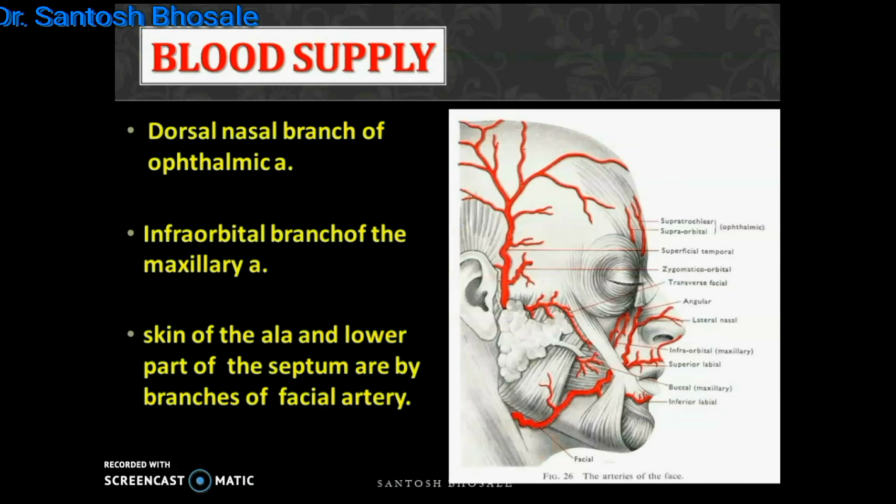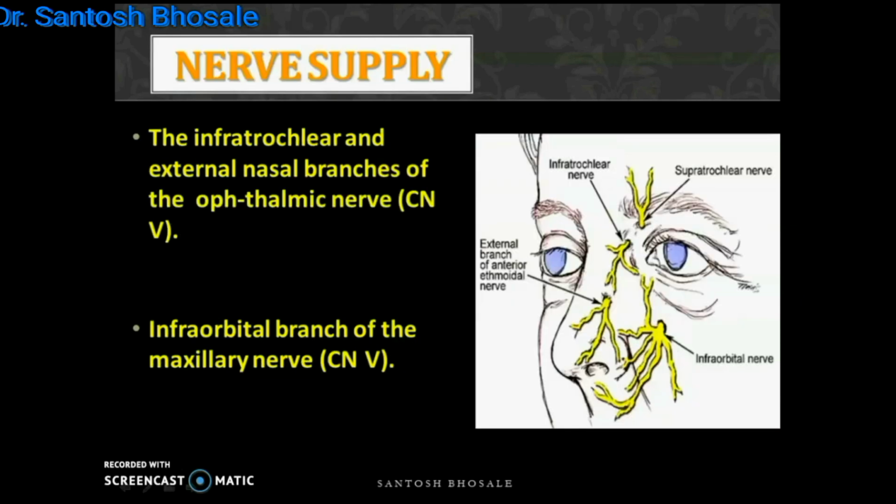Coming to the blood supply, it is supplied by the ophthalmic artery, which is a branch of the internal carotid artery, and the infraorbital branch of the maxillary artery, which is a branch of the external carotid, whereas the skin of the ala and septum are supplied by a branch of the facial artery, which is a branch of the external carotid artery. So the nose is supplied by both the external and internal carotids.